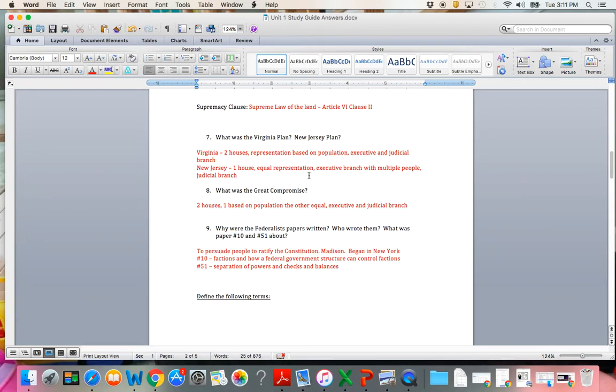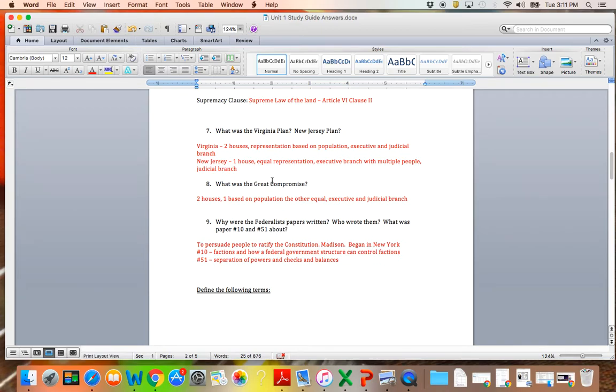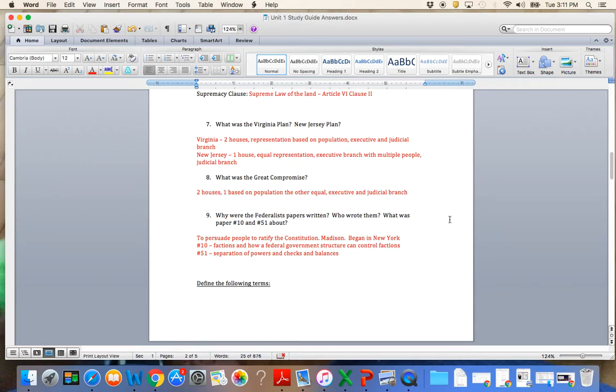New Jersey also wanted an executive branch, but they wanted multiple people so that no one person would become too strong. They also wanted a judicial branch, and in their legislative branch, they only wanted one house based on equal representation. In order to craft the Constitution, then they came to what is known as the Great Compromise. 2 houses, which they have today in Congress, the House of Representatives and the Senate. The House of Representatives based on population. The Senate is equal representation.